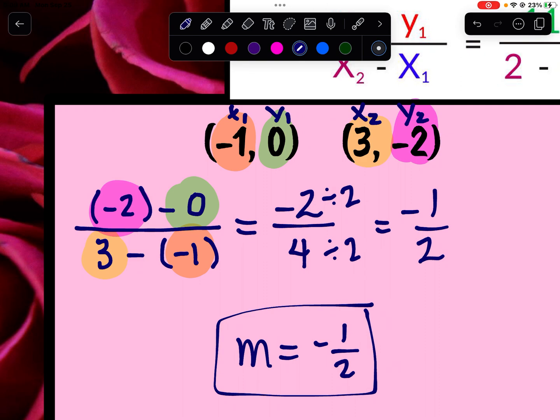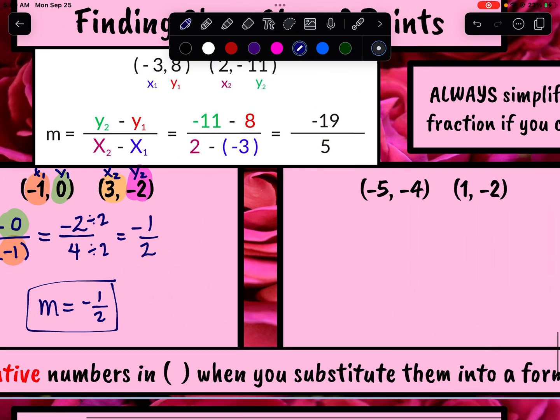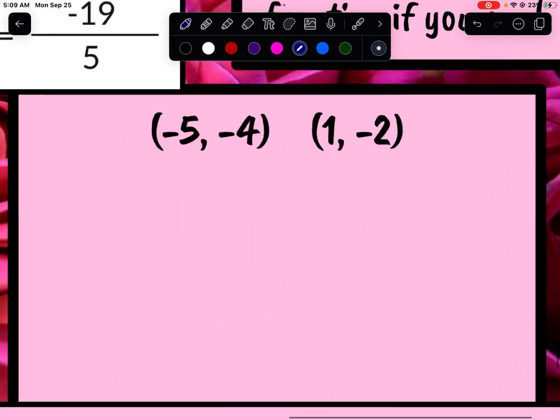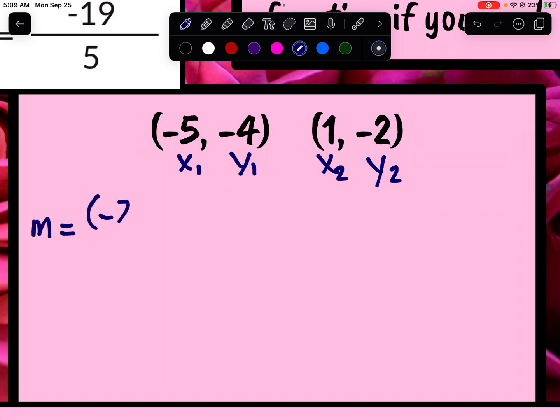All right, let's do another one. Here I'm going to label on the bottom x1, y1, x2, y2. Ooh, lots of negatives. So we're going to do m equals y2 minus y1. See how confusing it can get with all those negatives? Use your parentheses. 1 minus negative 5.